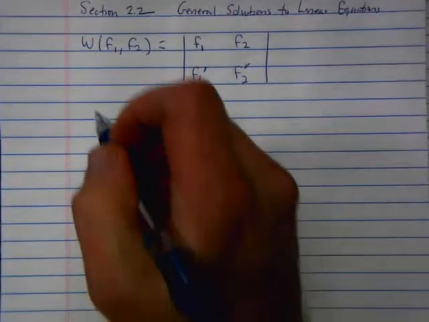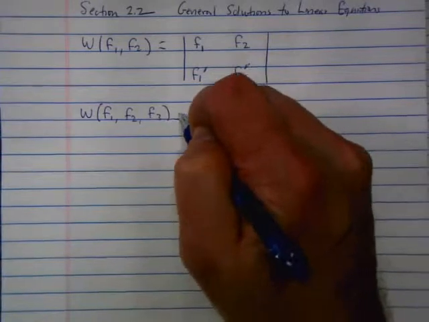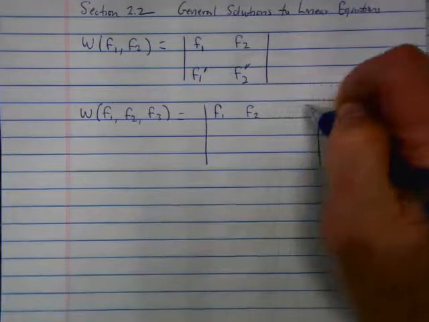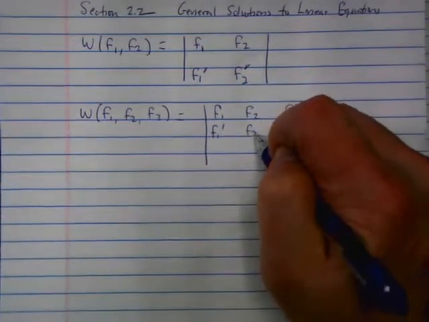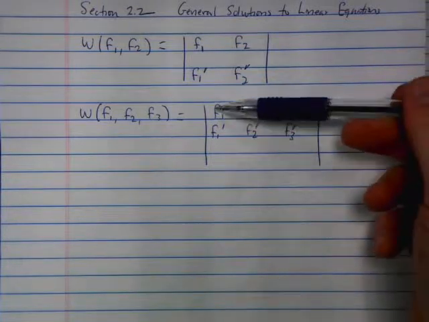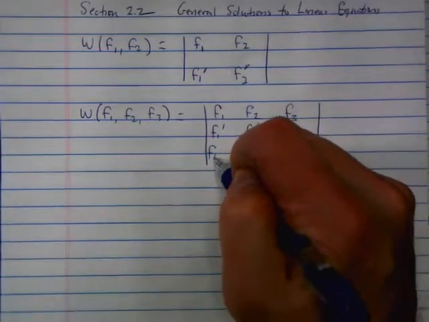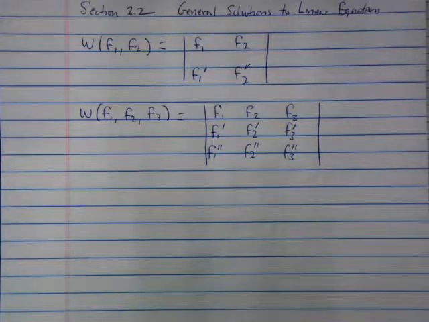What if we have more than two functions? What if we want the Wronskian of F1, F2, and F3? It's the determinant of what? A bigger matrix, that's right. You're going to have F1, F2, and F3 going across the top. What are you going to have in the second row? F1 prime, F2 prime, F3 prime. But in order to be able to take a determinant, the matrix has to be square. So if it's 3 across, it has to be 3 down, which means second derivative. You're going to have F1 double prime, F2 double prime, F3 double prime. So that's how you would find the Wronskian of three functions.